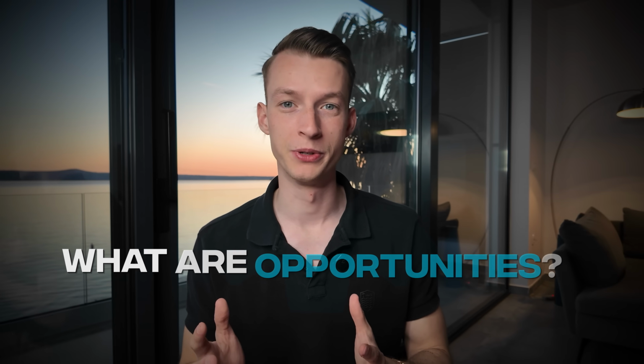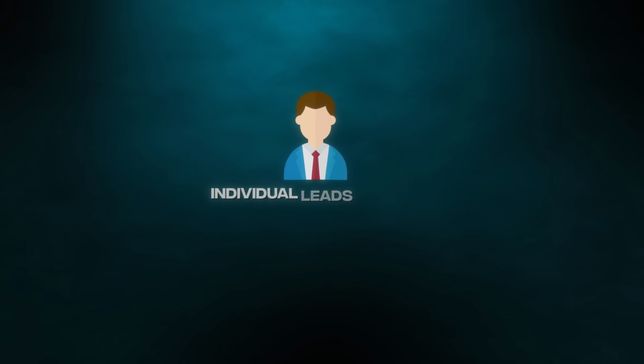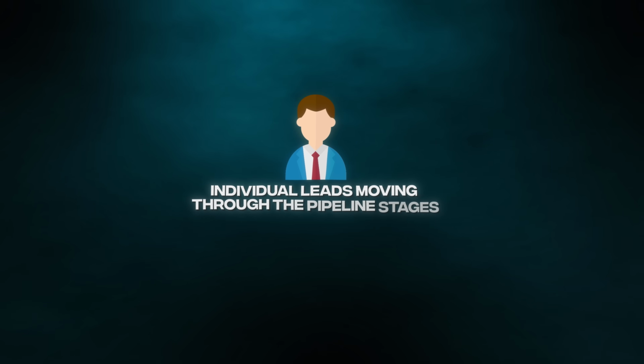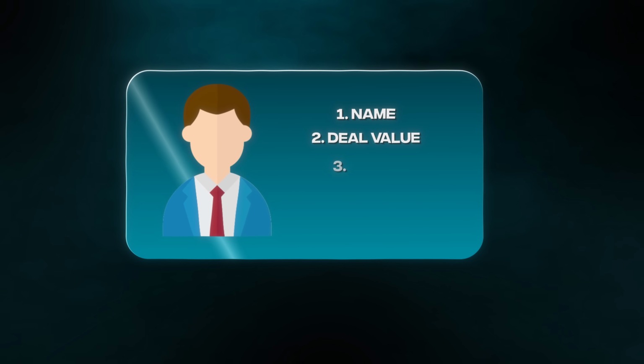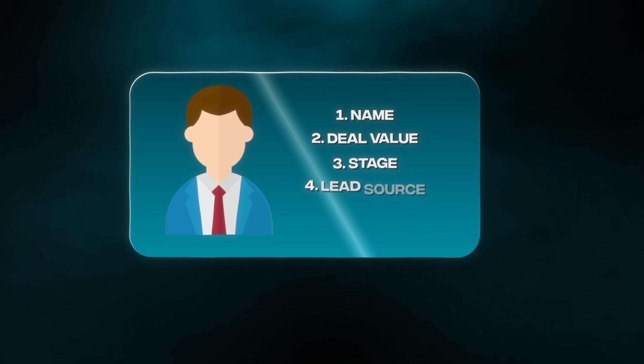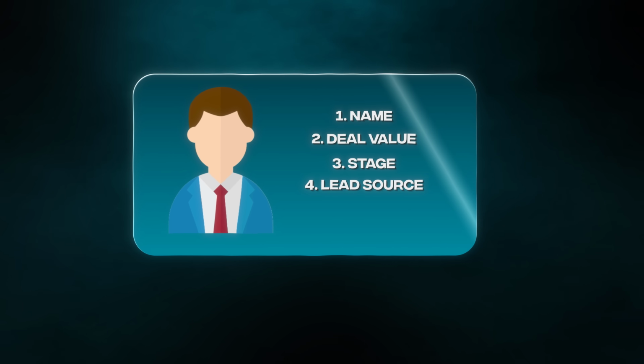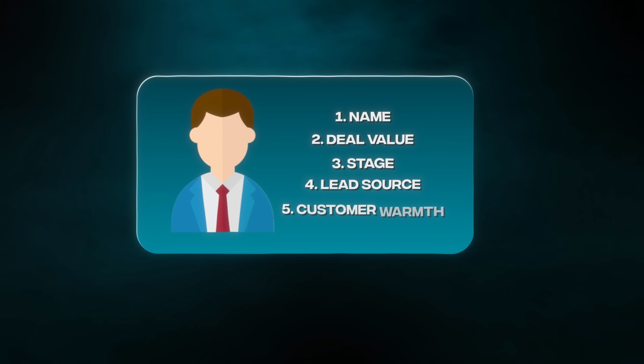Now, what are opportunities on the other side? Opportunities are individual leads moving through the pipeline stages, and each opportunity includes the lead's name, the deal value, the current stage that it is in, the source of the lead so it makes it easy to track, and also how close they are to becoming customers. Opportunities are essentially the heartbeat of your pipeline.